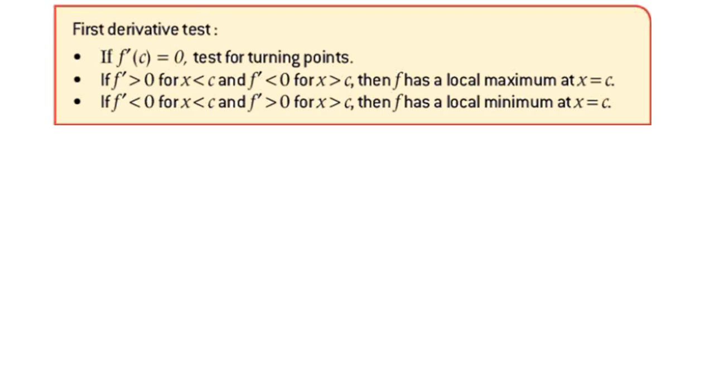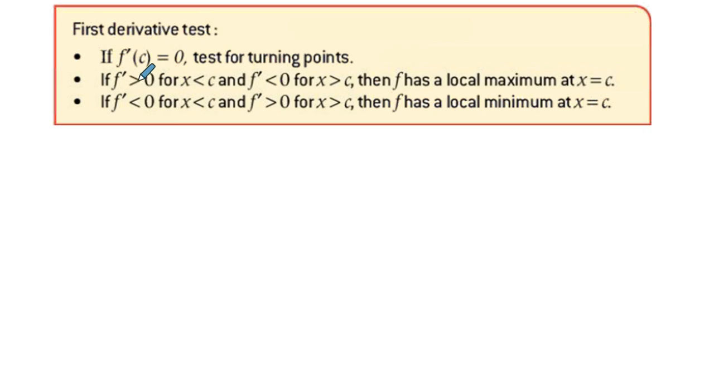So we can use what's called the first derivative test to determine if we have local mins and local maxes. The first derivative test helps us find local mins and local maxes. So if our derivative equals 0, we're going to check our turning points. Okay, so we're going to be testing our turning points because sometimes they're actually not turning points, they're just inflection points, and we're going to talk about that later on.